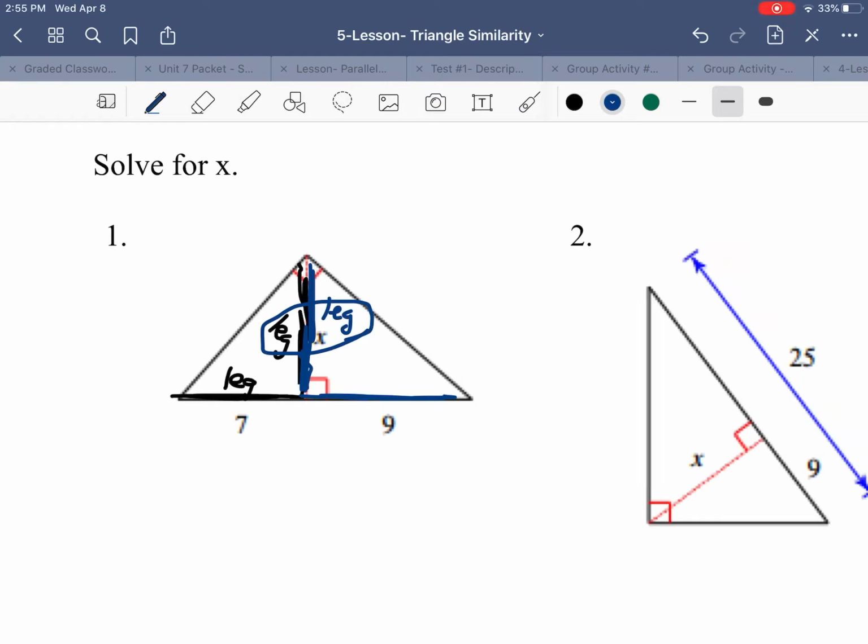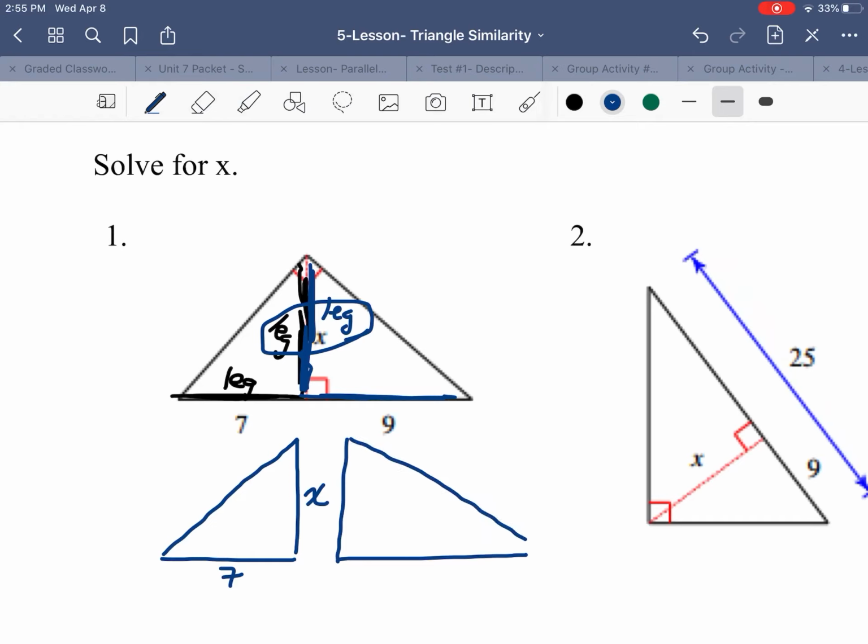So what we're looking at here, it's going to get a little weird, but I'm going to take this first triangle, pull it out, and draw it off on the side here, and label it 7 and x. The other one I'm going to put right next to it. So basically I'm going to draw the two triangles split. This is x and 9, both of which have right angles.